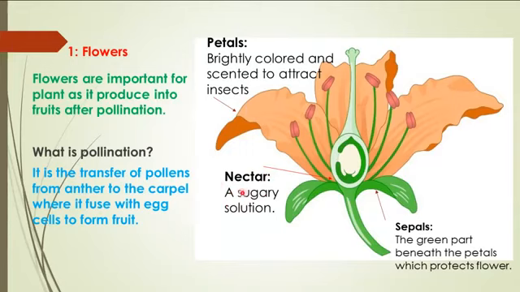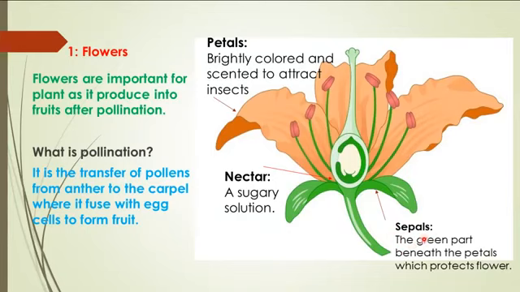Plants also have nectar. Nectar is a sweet solution that is located at the base of a flower. This sweet and sugary solution is the food for insects. Insects are attracted to get this nectar. When they feed on the nectar, they move the flower, and movement of the flower results in pollination. So, nectar attracts insects and insects result in pollination.